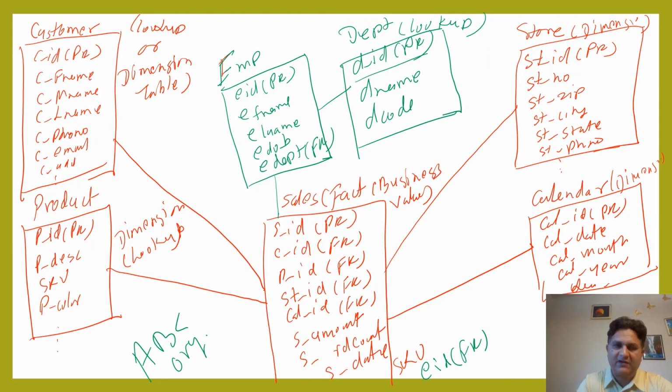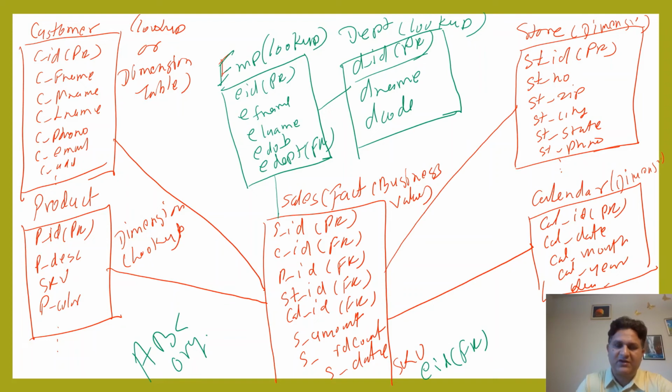You have the fact table. On top of that, you have one lookup table. This is your lookup table employee. And then you have another lookup table, which is department, right? So another layer you are adding. So if you are adding one more layer of the lookup table, then this is your snowflake schema.